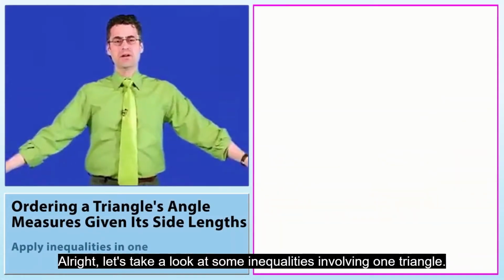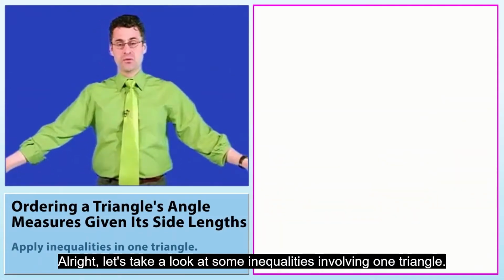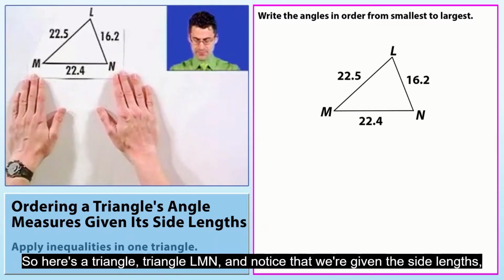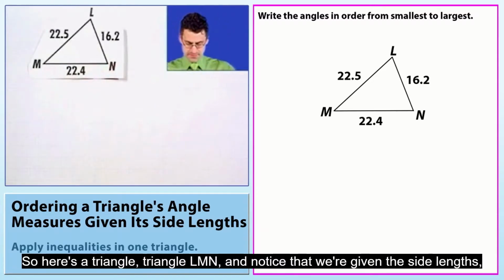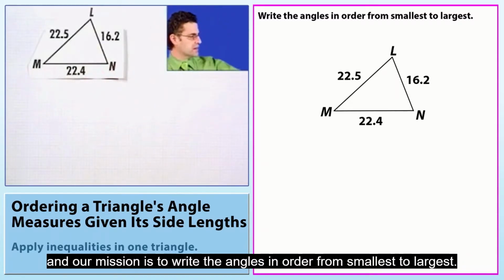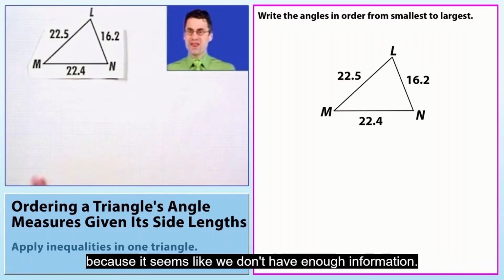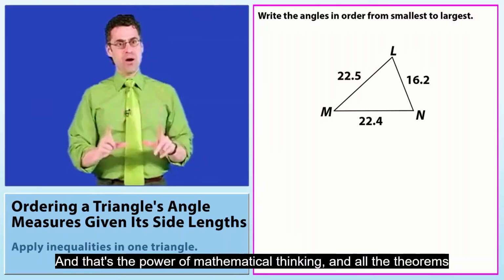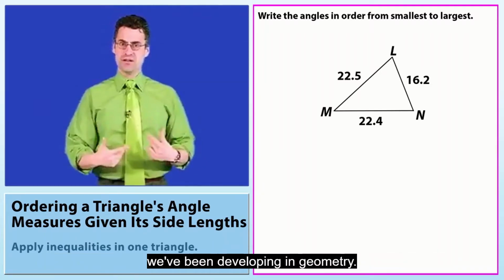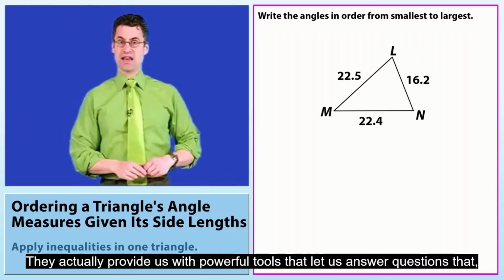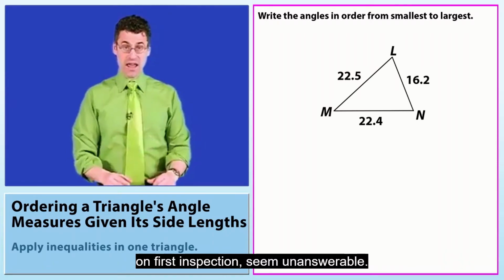All right, let's take a look at some inequalities involving one triangle. So here's a triangle, triangle LMN. And notice that we're given the side lengths. Our mission is to write the angles in order from smallest to largest. Now this seems a little bit problematic, as in so many questions in math, because it seems like we don't have enough information. And that's the power of mathematical thinking and all the theorems we've been developing in geometry. They actually provide us with powerful tools that let us answer questions that on first inspection seem unanswerable.